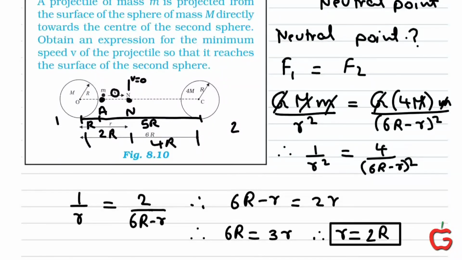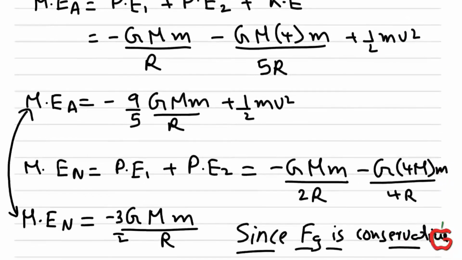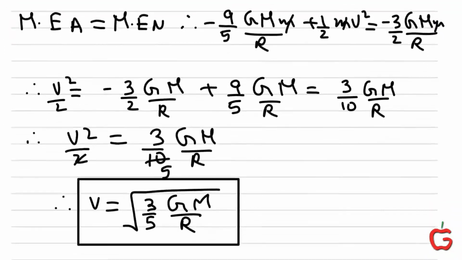This is a concept that is also used for launching satellites, for sending space shuttles to different planets or to the moon. So we need to cross neutral points, certain neutral points. After that, the fuel requirement reduces because not actually a lot of fuel is required after crossing this neutral point. Okay, so this is how we obtain the neutral points. We equate gravitational forces due to the two masses, and then by equating the energies at 2 points, the energy at A and energy at N, we get the values of the speed with which things have to be thrown. Okay, I hope this is clear.